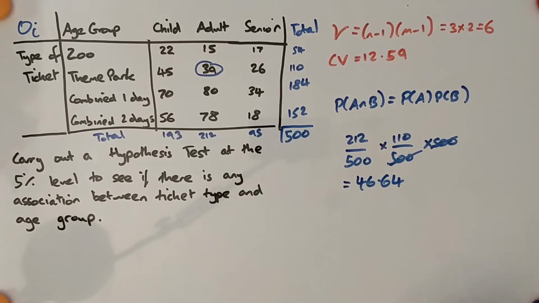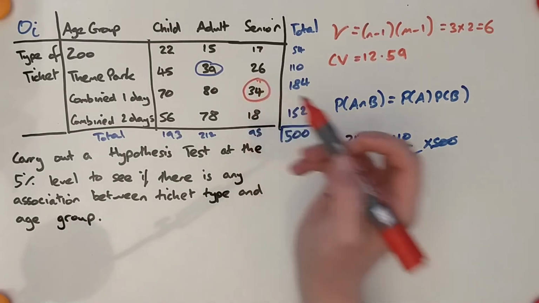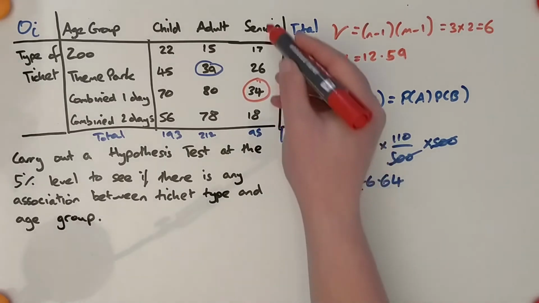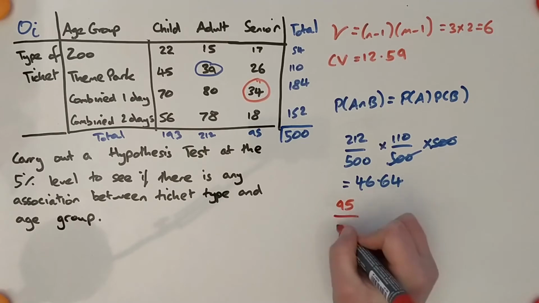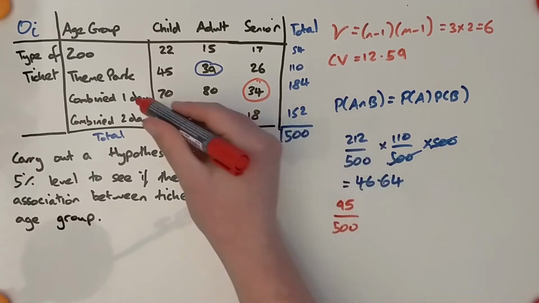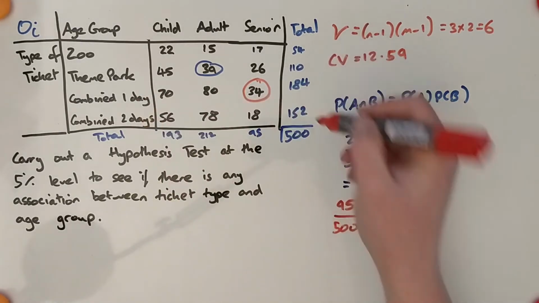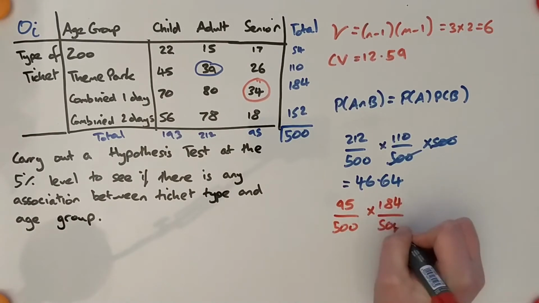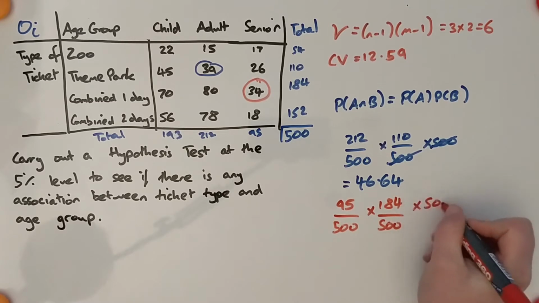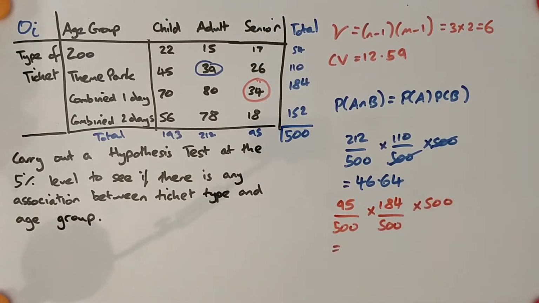If I was working out, say, this value here, to work out the expected amount, I would do the probability of being a senior, so that is 95 out of 500, times the probability of being a combined one-day total ticket holder, so times 184 over 500, then times 500 again. If I put that into my calculator, that gives me 95 over 500 times 184.